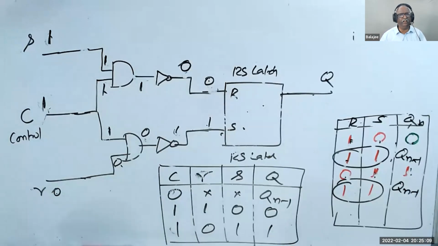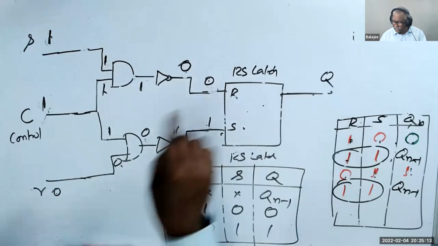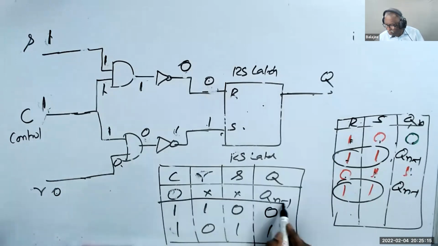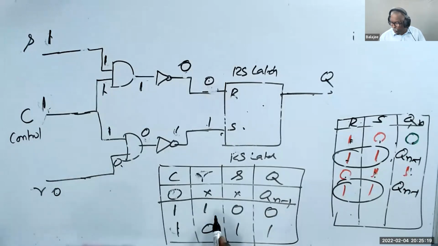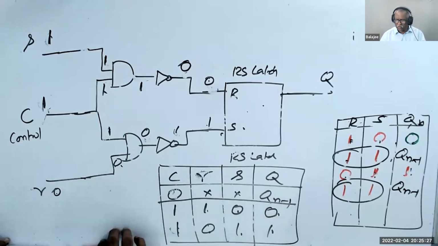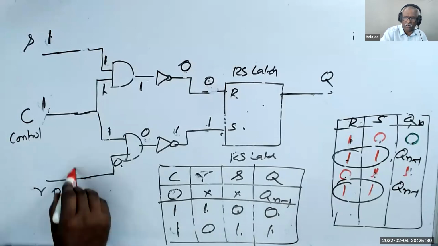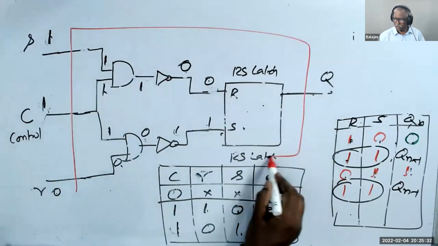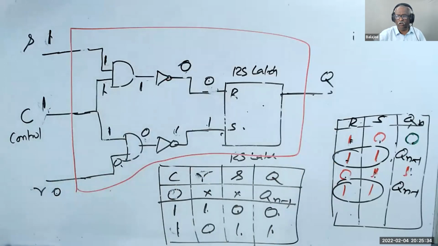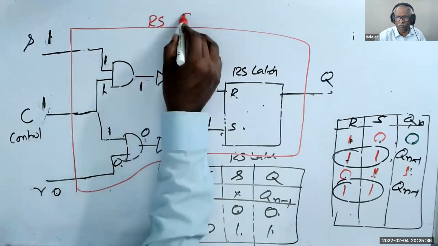Now you see here, when C is 0, no change. But when C is 1, R10 means 0, 01 means 1. So this block is called RS flip-flop.